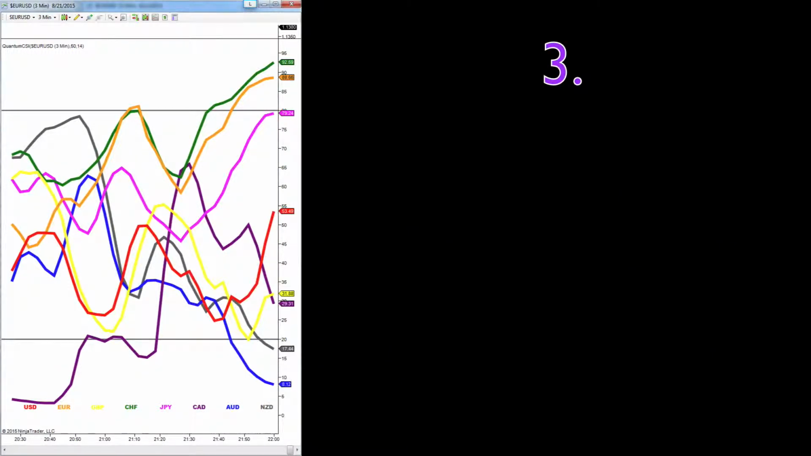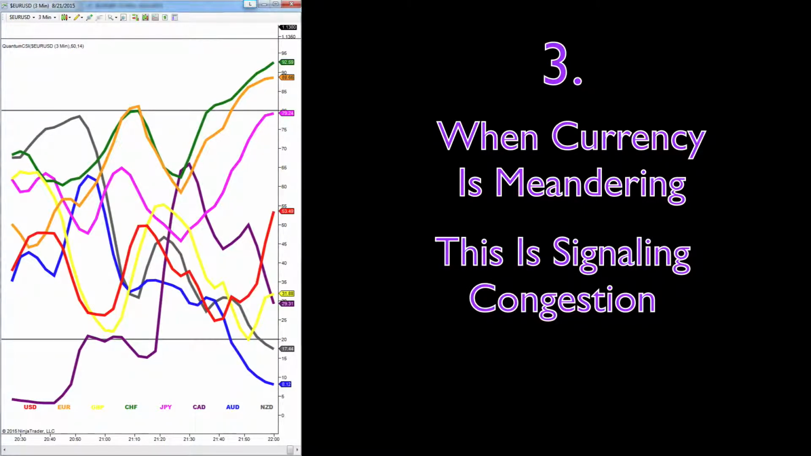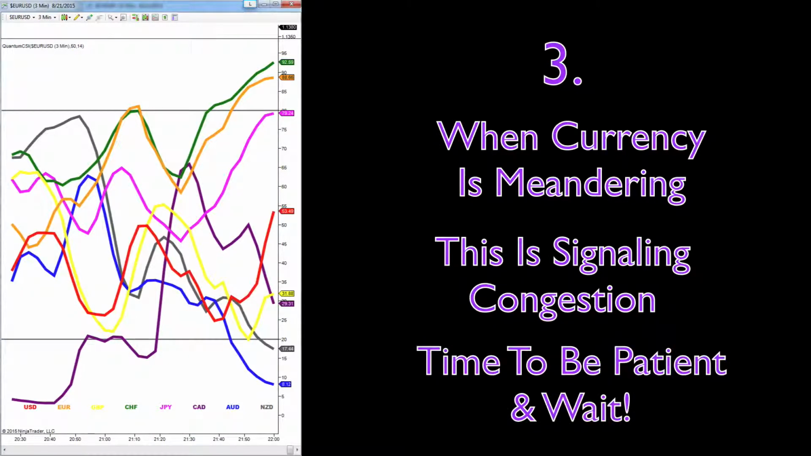Third, when a currency is simply meandering in the middle of the indicator, then this is signaling congestion and a lack of momentum, and it's time to sit on the sidelines and wait. Typically, these periods often occur ahead of major news releases or items of fundamental data.